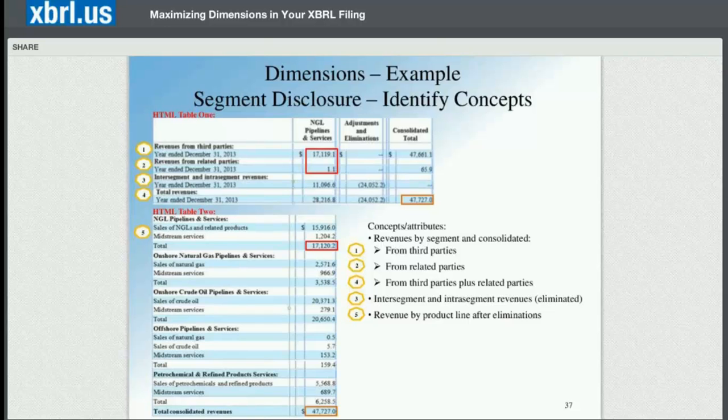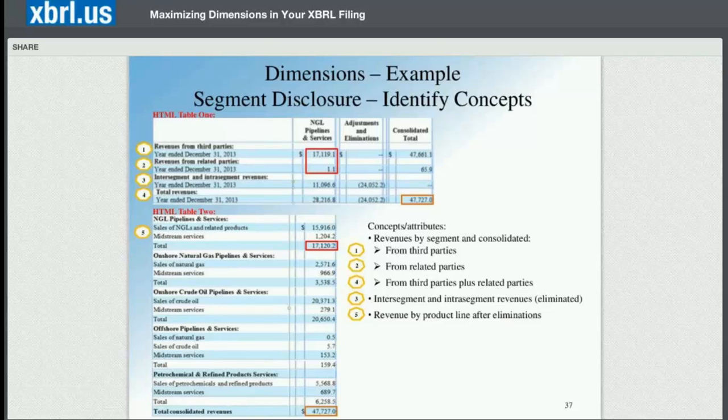Okay, so here you can see that we went through this. I circled, for instance, the revenues from third parties. If you look at the concepts attributes on the right-hand side in bullet point form, you can see we have revenues by segment and consolidated, and it's revenues from third parties, revenues from related parties, total revenues, which is revenues from third parties plus related parties. We have intersegment and intrasegment revenues, and we use by product line after elimination.